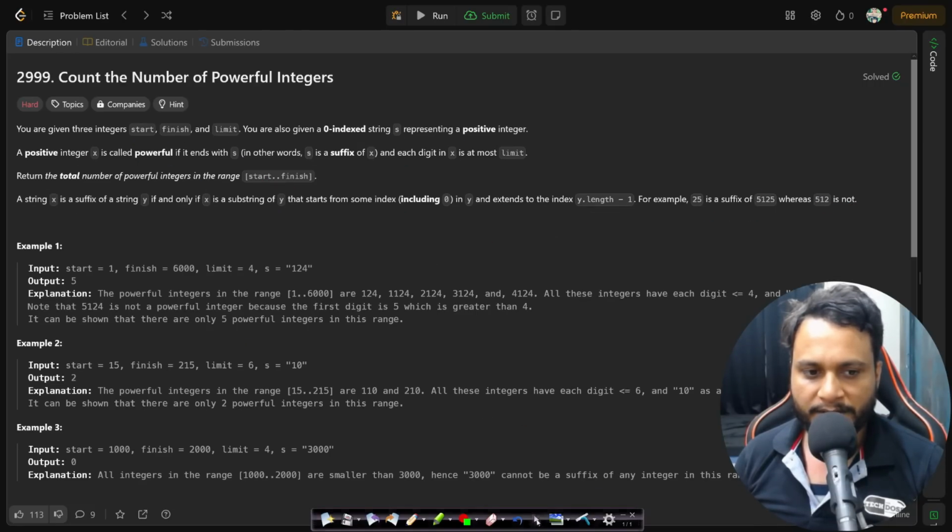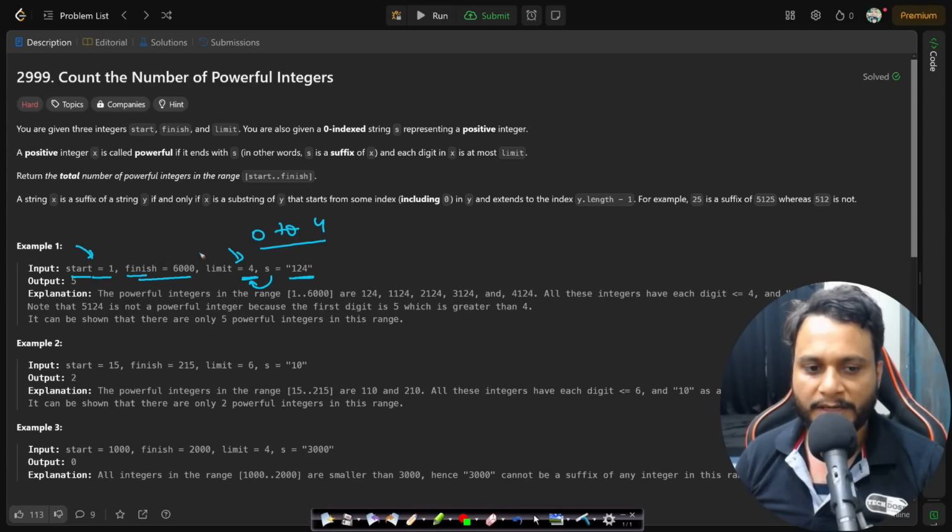Now let's look at an example. In this case, we are given the start point as 1 and the finish point as 6000. Our limit of digit that we can take is from 0 to 4, not exceeding 4, okay? And s will always be following the limit for every digit. That means any digit in s cannot be greater than the limit, whereas the start and finish will not be following the limit, okay? They can have any digit from 0 to 9.